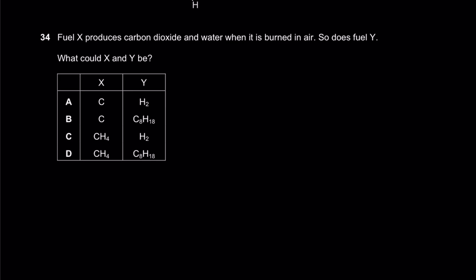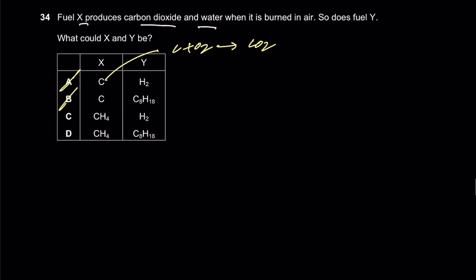Fuel X produces carbon dioxide and water when it is burned. So does fuel Y. What could be X and Y? Fuel X and Y both will produce both carbon dioxide and water. When carbon is burnt, it only produces carbon dioxide. You dumbo. A and B are wrong.